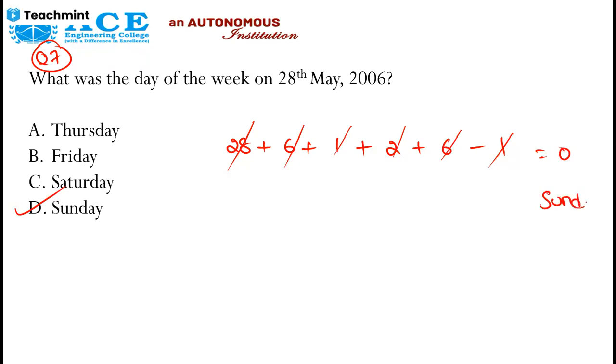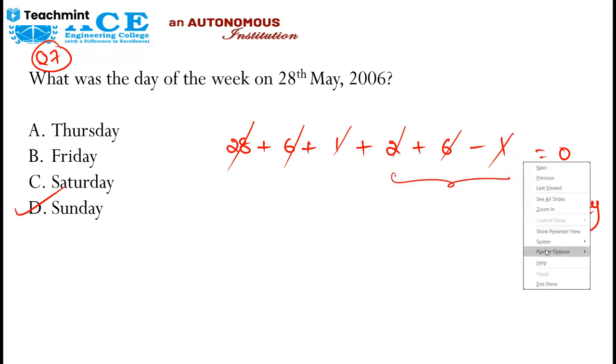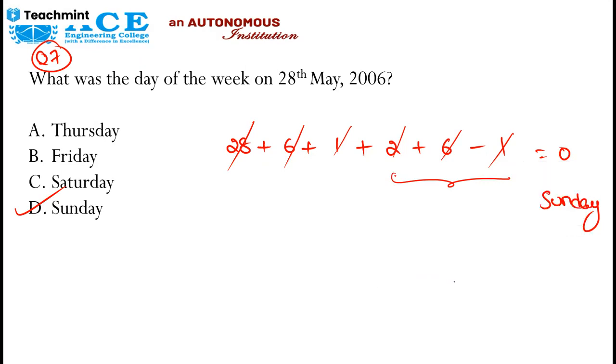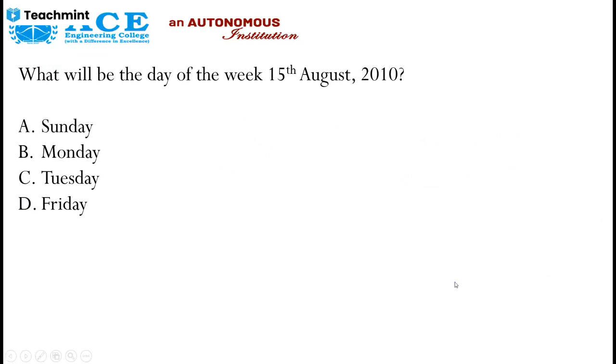You can get the speed like this when you practice more and more. So why 28? Divide by 7, 0. 6 plus 1, 7, 0. 2 plus 8, 8 minus 1, 0. 8 minus 7, 0. We want odd days, right? 0 is Sunday. Like that you can solve the eighth one. You can practice.